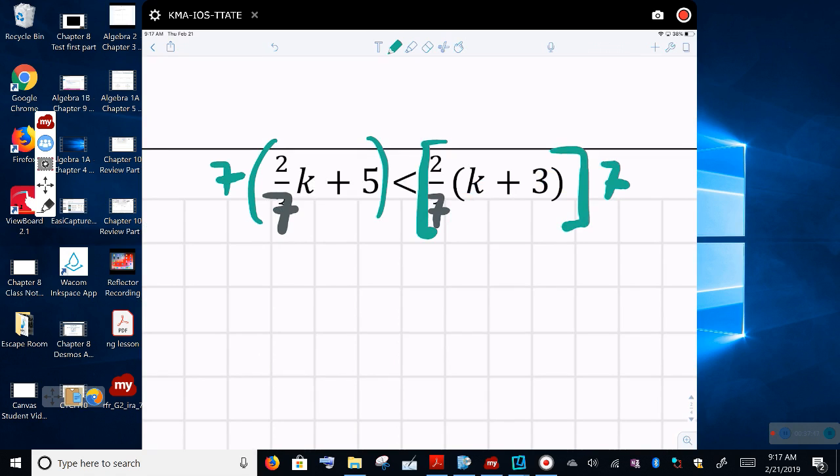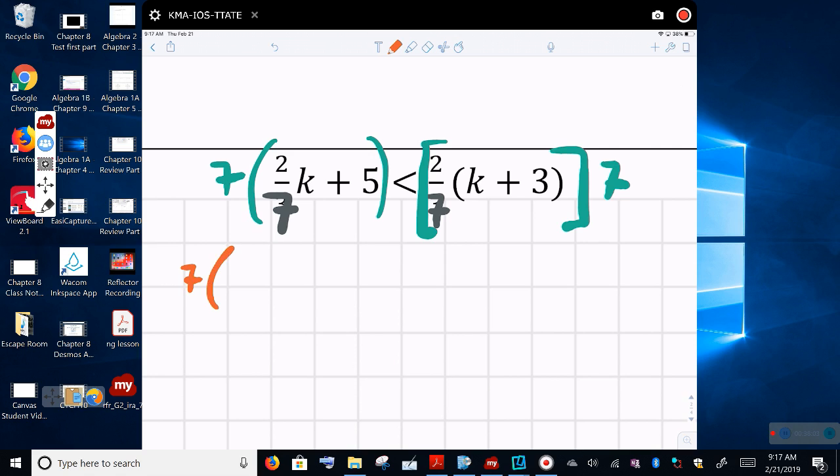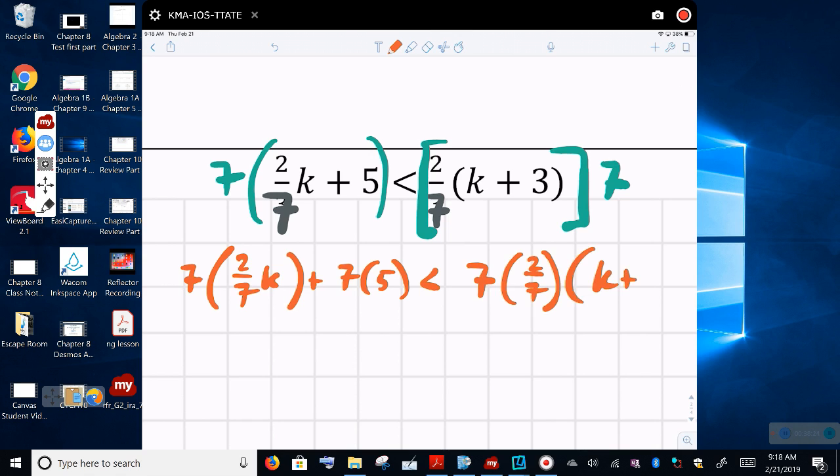Now the part on the right gets a little bit confusing. So we'll do the left side real quick and then we'll slow down and talk about the right side. Okay? Over on the left, I would have 7 times 2/7 k plus 7 times 5. And some of these maybe you can just do in your head, and that's totally okay. Less than, and then all I really want to do on the right is put the 7 first, put the 2/7, and then put the k plus 3.